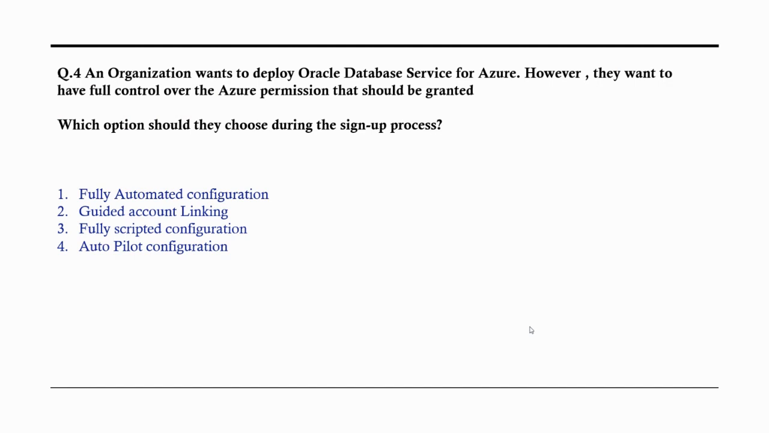Question 4. An organization wants to deploy Oracle Database Service for Azure. However, they want to have full control over the Azure permissions that should be granted. Which option should they choose during the sign-up process? Here, the first and second options are fully automated configuration and guided account linking. But they mention clearly that they want full control over the Azure permissions. Because of this ask, the correct answer is answer 2, guided account linking.